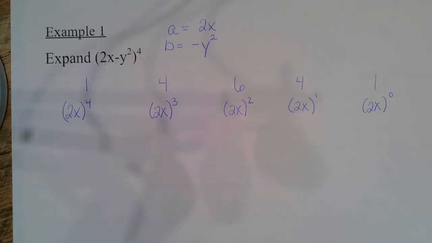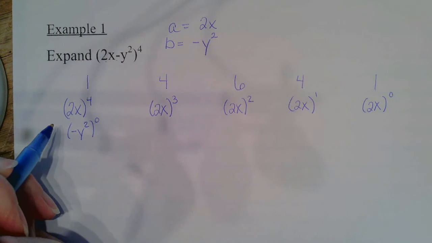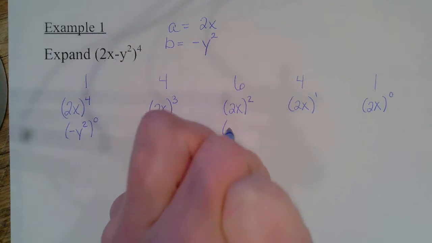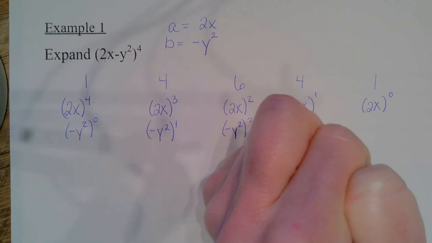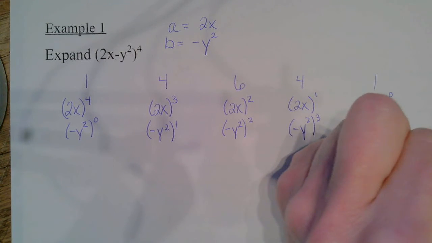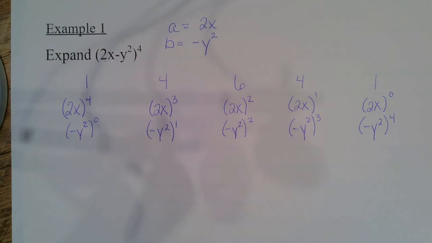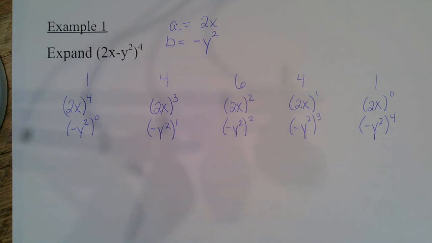Now I'm going to go through and do my negative y squareds. So negative y squared to the 0, negative y squared to the 1st, negative y squared to the 2nd, negative y squared to the 3rd, and negative y squared to the 4th. Okay, now I have to simplify all of this. I check all of my exponents add to 4, so I'm good. But now I need to get this simplified.